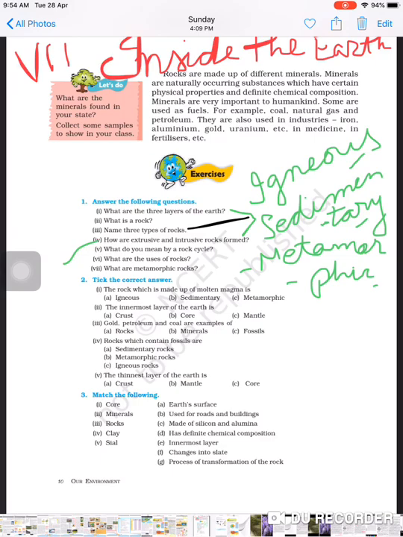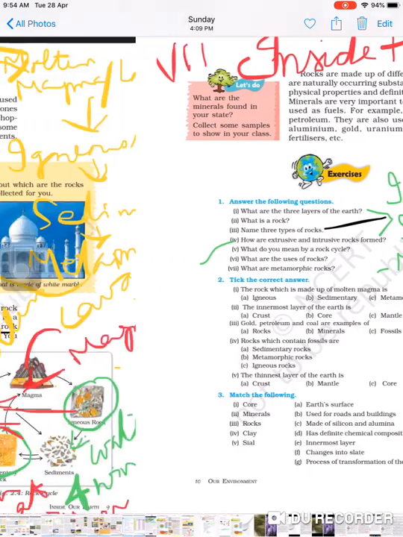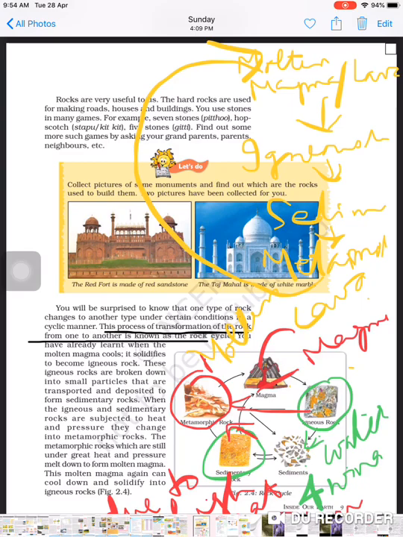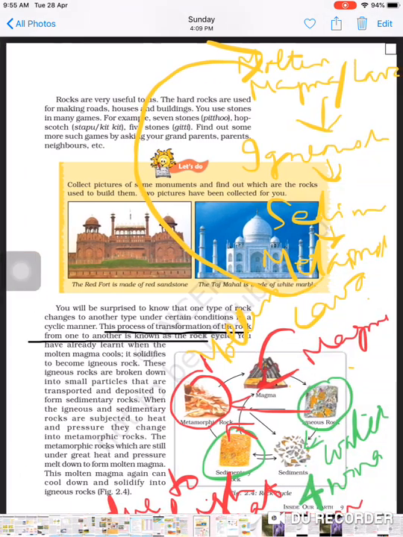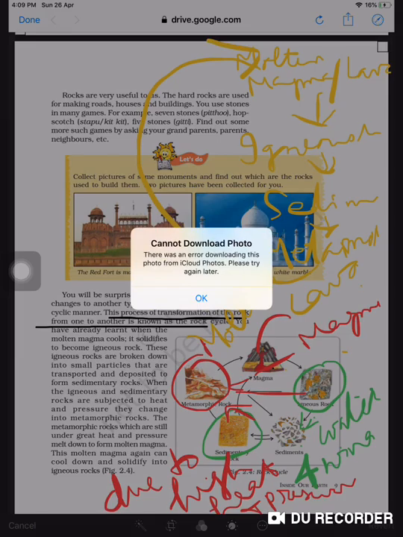Next, the uses of rocks. Second important question in this chapter. In this paragraph, the uses of rocks we have already discussed. They are used for making houses and buildings, and they are also used to play many games. And many of the stones are used for making medicine also. So these are the uses of rocks: roads, houses, buildings, and many games. This we have already discussed.